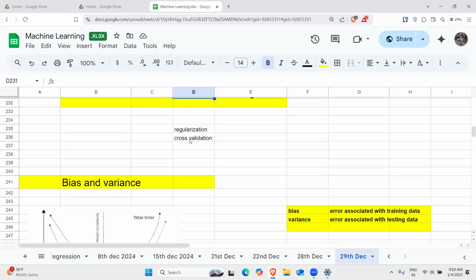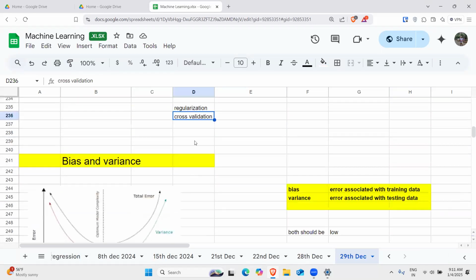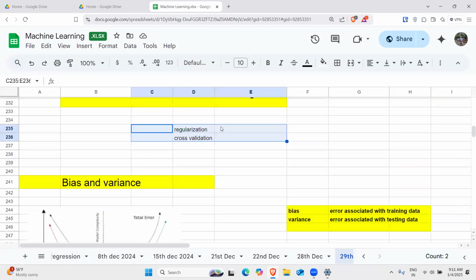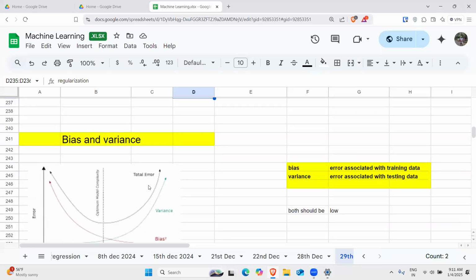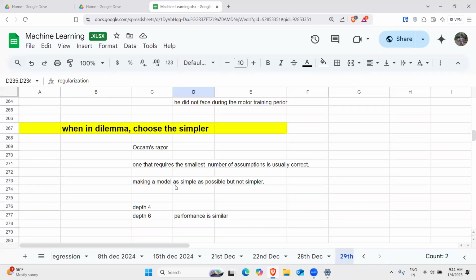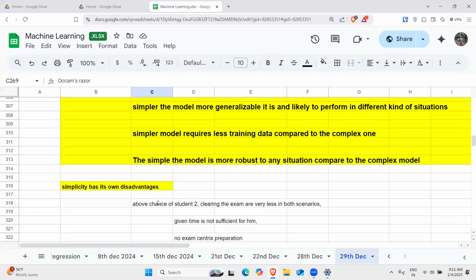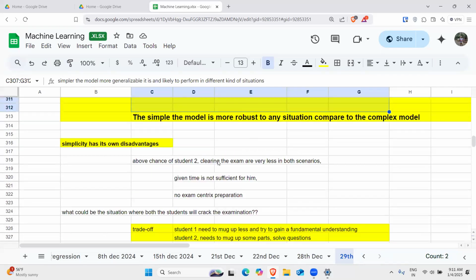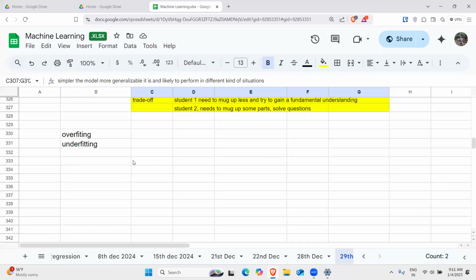It's an overfitting model. To overcome overfitting, we have regularization and cross validation. That is not something which we are going to discuss now, as I told, because this comes under improvement in the model performance. We are going to discuss this separately. Then we have seen bias variance, right? And we have taken an example. We have seen Occam's razor principle, right? And these are the advantages of simplicity and disadvantages of simplicity, right?